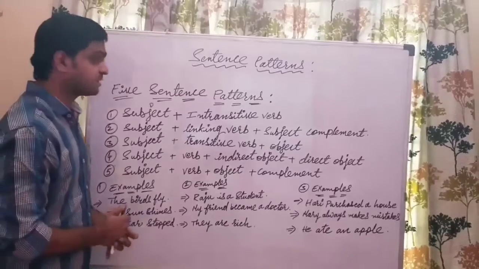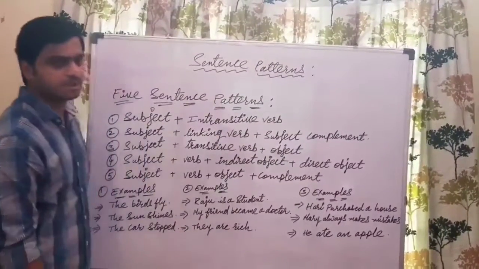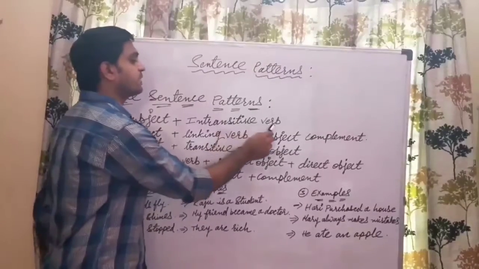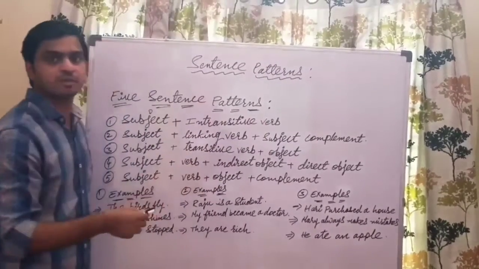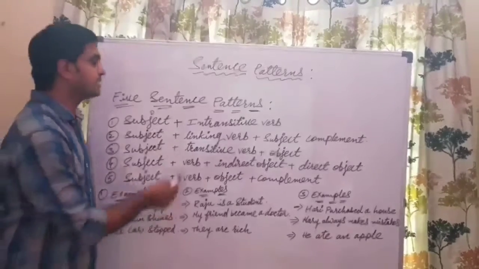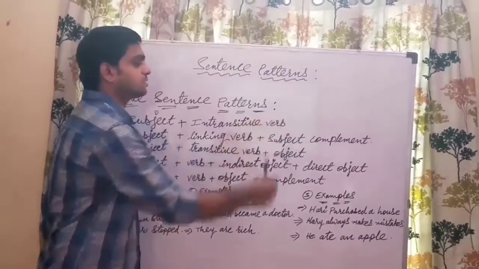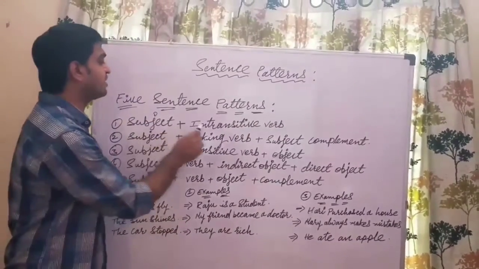So let us start with our first one, that is subject plus intransitive verb. What is meant by intransitive verb here? There will be no object in the sentence. Directly a meaningful sentence is made, but there is no usage of the object. So if it is like that, we call it an intransitive verb.